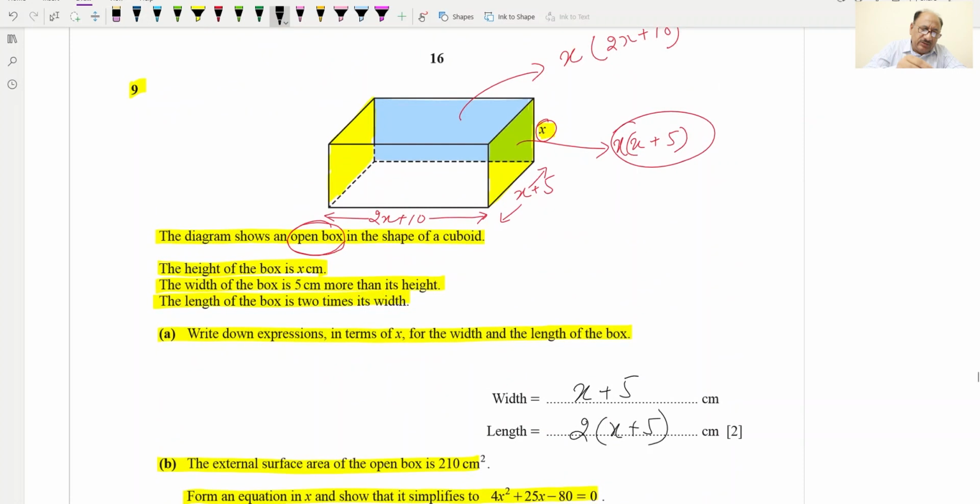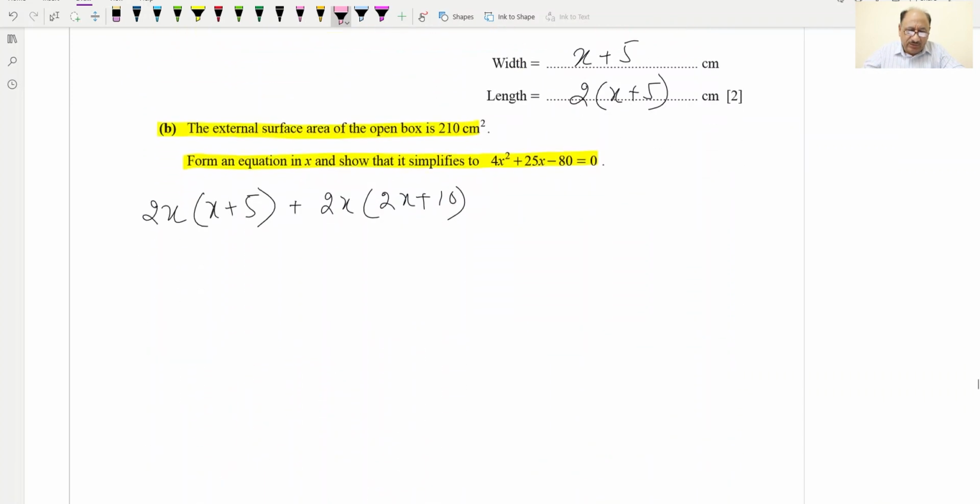Now we are taking the bottom. The bottom will be basically this. This will be the bottom side, and it is x plus 5 into 2x plus 10, and it is only one. There's no top, so we write plus x plus 5 into 2x plus 10, and this is equal to 210, which is provided. Now this is the equation which we formed.